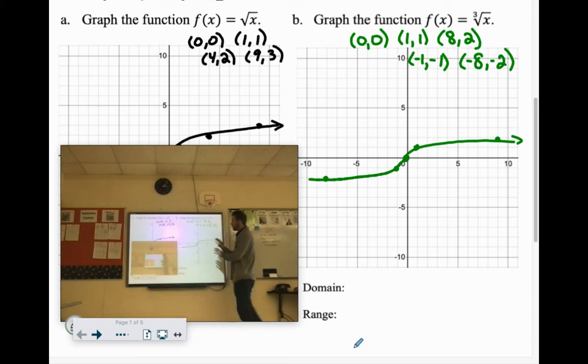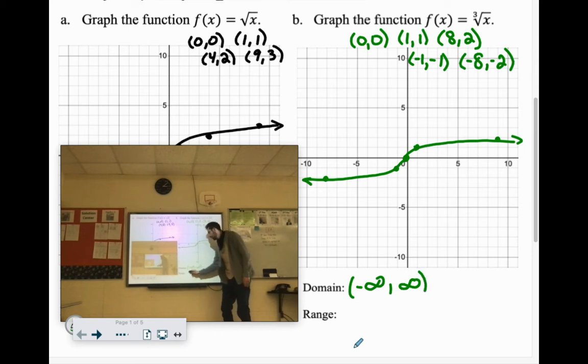Now there's no limit to the right or left, so that would be all real numbers. There's no limit up and down. So both the domain and range will be all real numbers. And you write that as negative infinity to positive infinity.